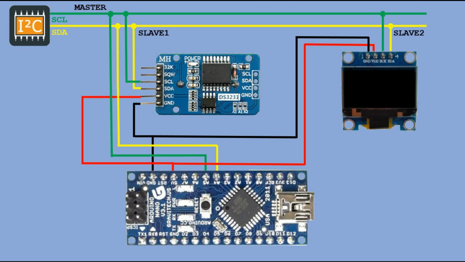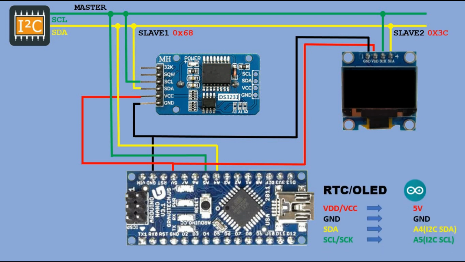Okay, but how would Arduino recognize which device is which to communicate with it? Each device has its own unique address. So DS3231 RTC module should be available at address 68 hex. OLED display should be available at address 3C hex. If, however, you come across issues while connecting any of those components, you can use I2C Scanner sketch to detect all available devices connected to the bus and their addresses.